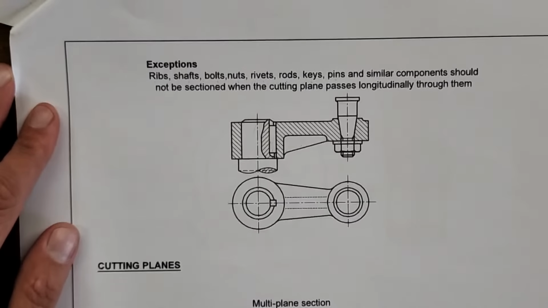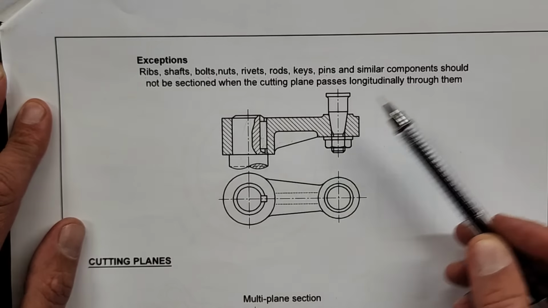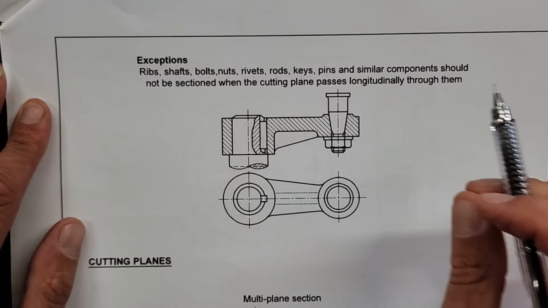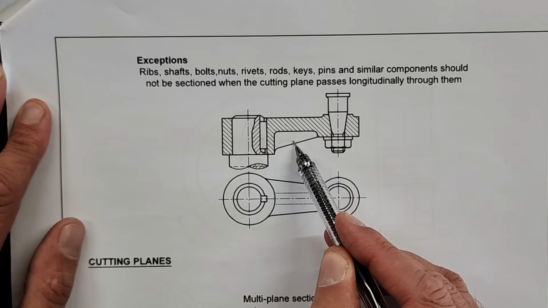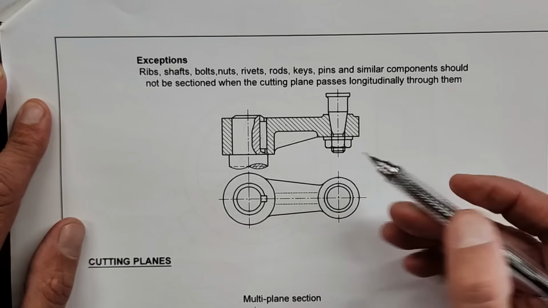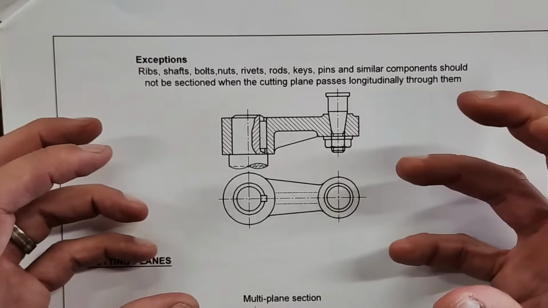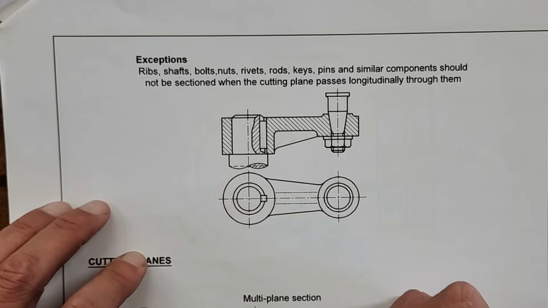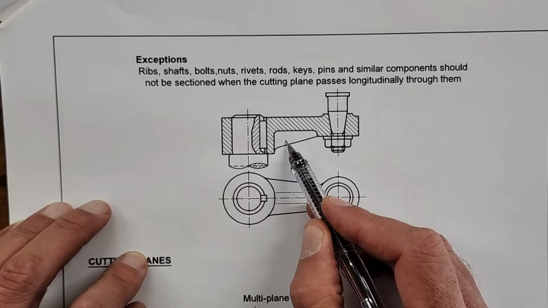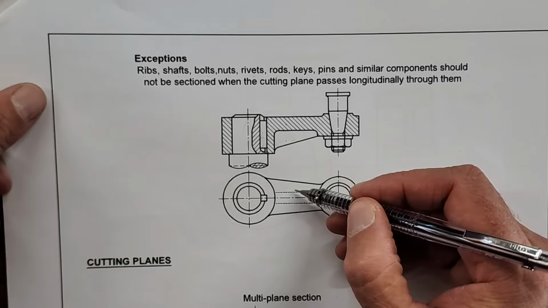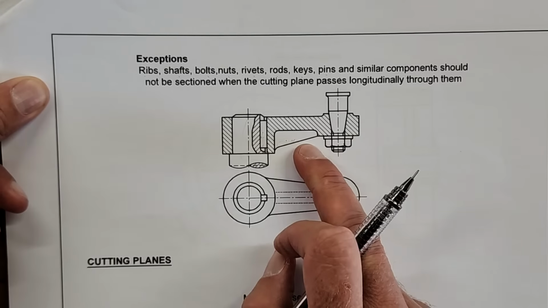Then it's important for you to remember the exceptions: when we do a section like a full sectional front view, for instance, what are the components that are not hatched? Here it's listed for you. Ribs, like you see here, shafts, bolts, nuts, rivets, rods, keys, pins, any similar component that's used to fix or keep something together. Your keyway, those things are not sectioned. A rib is only sectioned when it's cut at its shortest end. So like here longitudinally, it's not sectioned. Please take note of that.